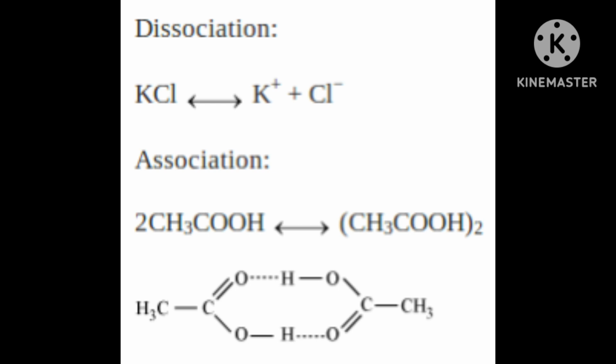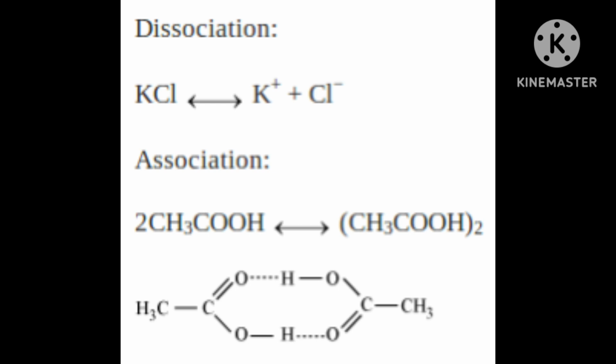Why is this happening? This happens due to hydrogen bonding. Two molecules of acetic acid will dimerize due to hydrogen bonding. O and H will come close: one acetic acid and another acetic acid will come close. Then hydrogen bonding will be there. Due to that hydrogen bonding, association takes place.